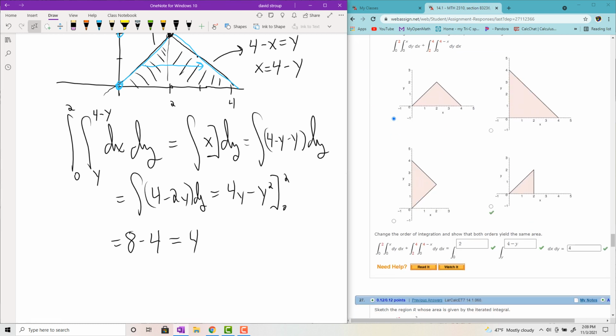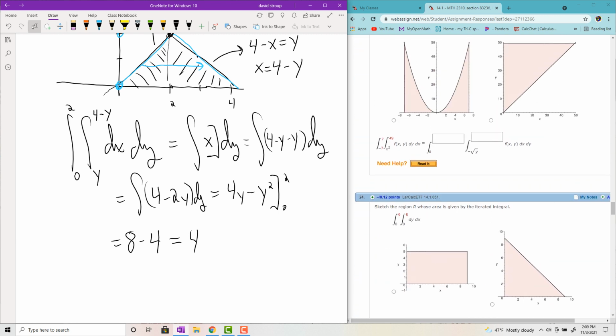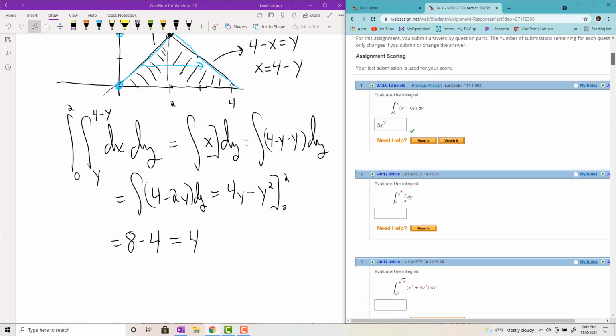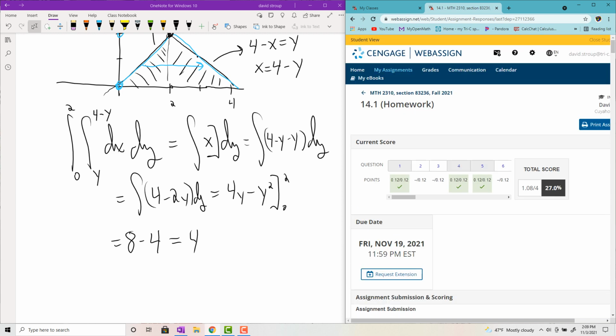Okay, so that's 14.1 stuff, changing order of integration, sketching regions, all that great stuff. Okay, so let's go to 14.2 now.